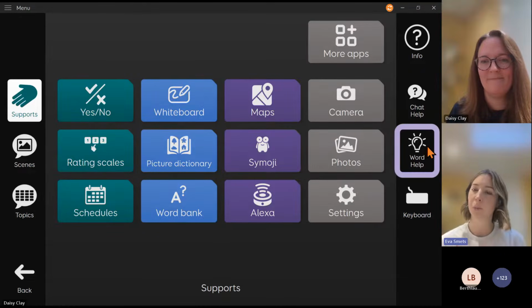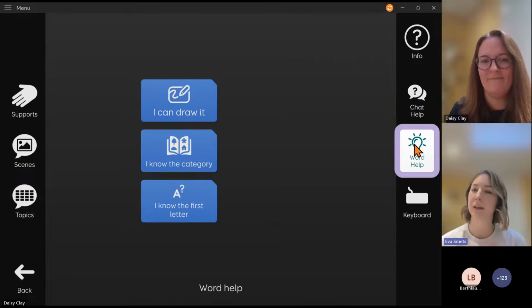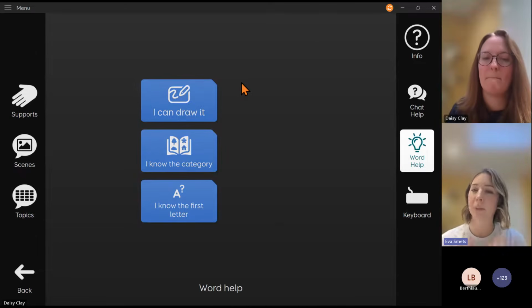But within Word Help, we've specifically chosen these phrases because this is similar to what speech therapists might use in their therapy sessions as part of semantic feature analysis or general supports to support with word finding. So let's say the person with aphasia has a word or a concept in mind that they are finding really difficult to say, but they have some visual information about it. Maybe they can draw it.